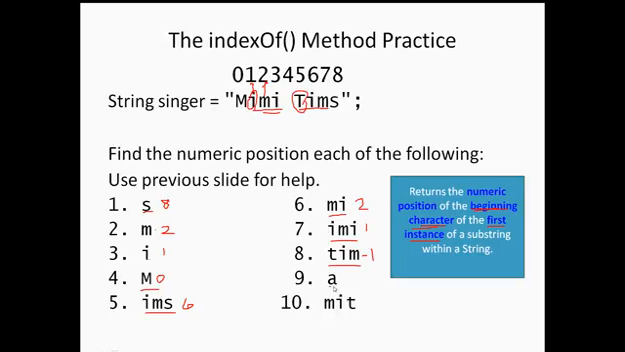And then looking for an A. Okay, there are no A's in here. So it is going to return a -1 because it is not found in the string. And then MIT. Well, you might go, okay, MIT, but this is really MI space capital T. So it's got 2 things against it. There is no MIT in here, so it returns a -1.